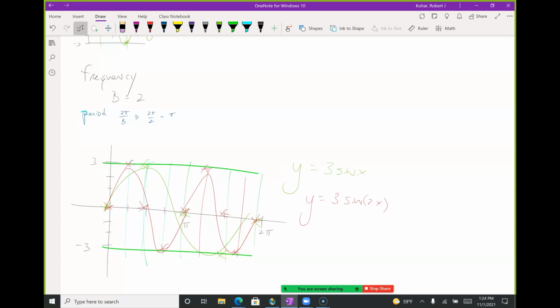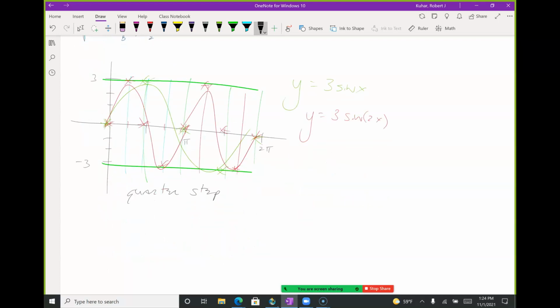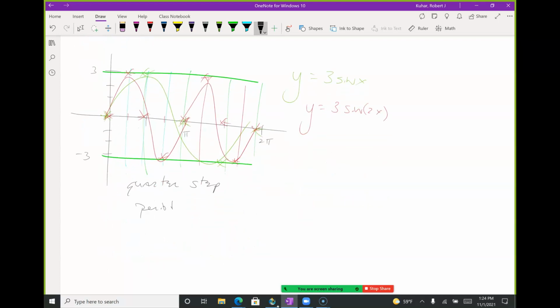Quarter steps at this point, I can figure out how big my quarter steps are because I know the period. So I take the period and divide it by 4. That's a quarter step, right? So each step would be a pi over 4. Think about that. What did my quarter steps used to be? Pi over 2s. But this thing is happening twice as fast, right? So a quarter step is going to be half of the original quarter step. Half of a pi over 2 is a pi over 4. And that's what I got, a pi over 4.